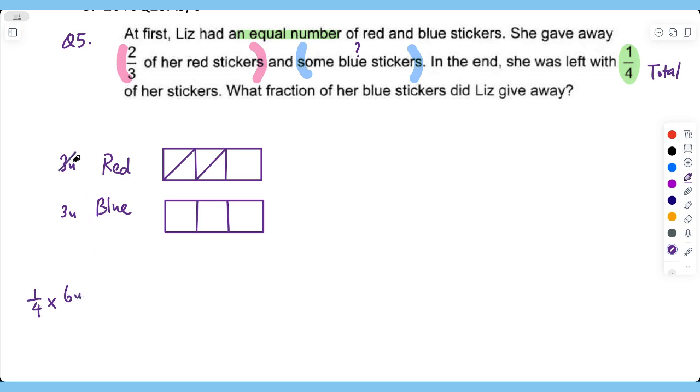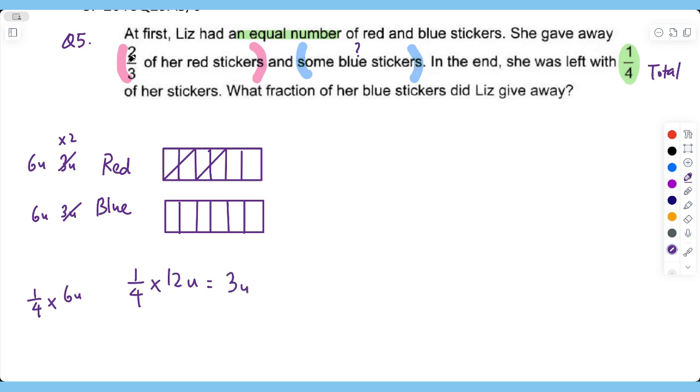Hence, we will times 2 for both of these 3 units, and that will give us 6 units for red and 6 units for blue. If we times 2, that means we need to slice this further so that there will be a total of 6 units for red and 6 units for blue. Now the total units is 12 units. We can find 1/4 of 12 units, and that will be 3 units.